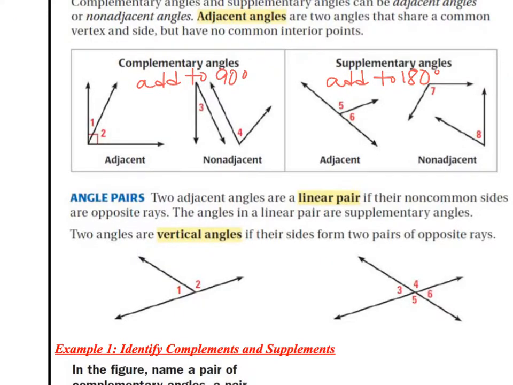We also have linear pair. A linear pair, you hopefully see line in that word. Linear pair is on a line, and so they are supplementary, and they are side by side. So they are supplementary and adjacent. So here we've got angles 1 and 2. Those are a linear pair. They add to 180, so they are supplementary.